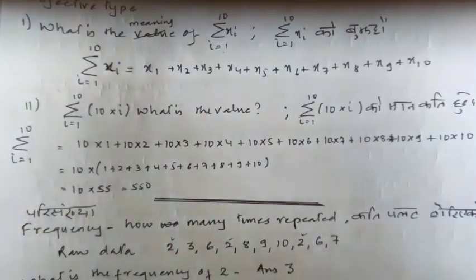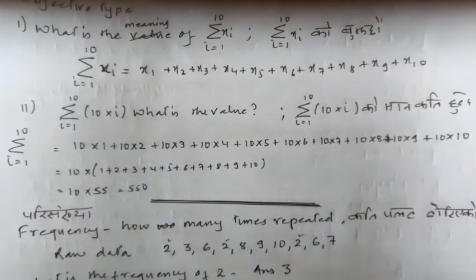So 10 into 55 is 550. So that is the value of summation i equals 1 to 10 of 10 into i.